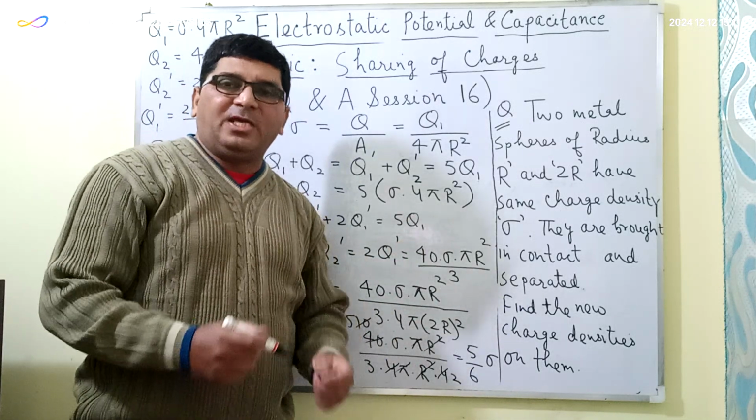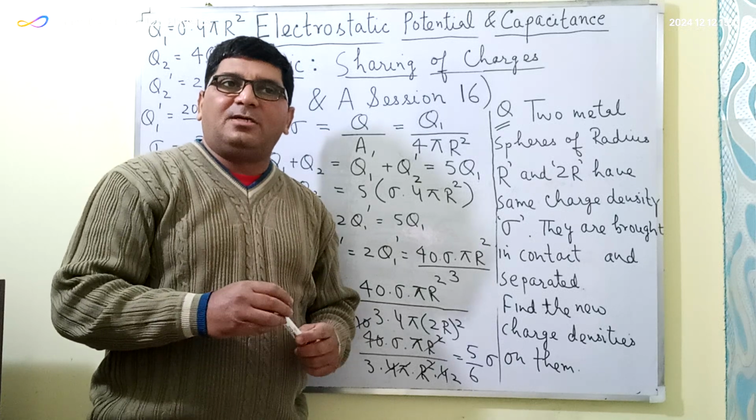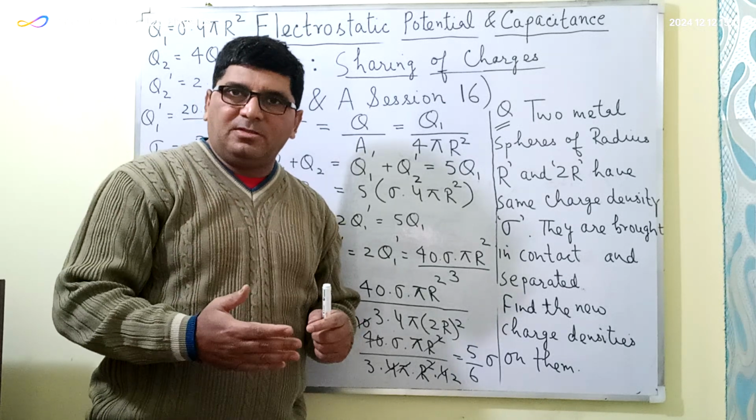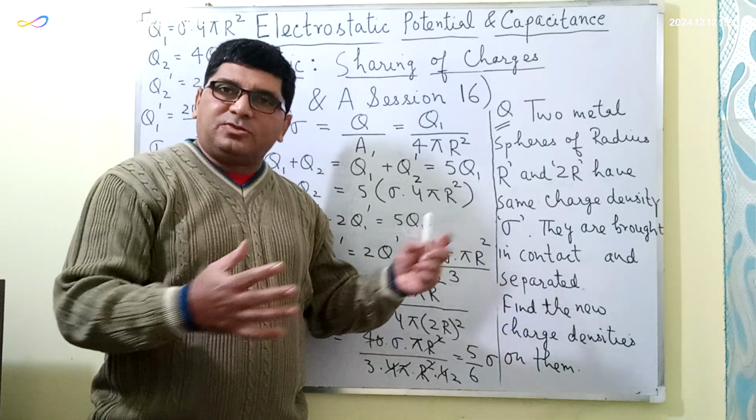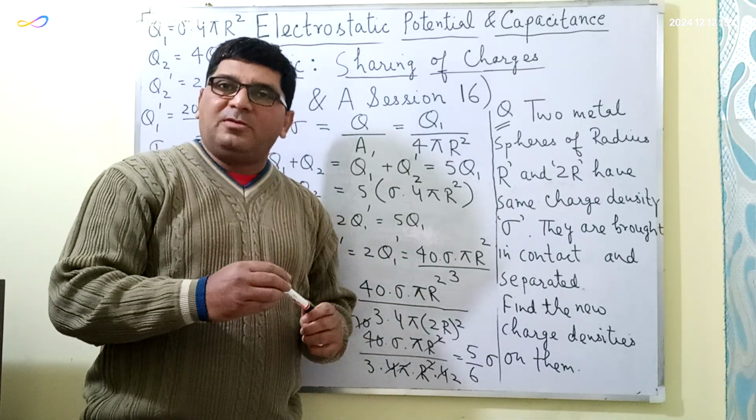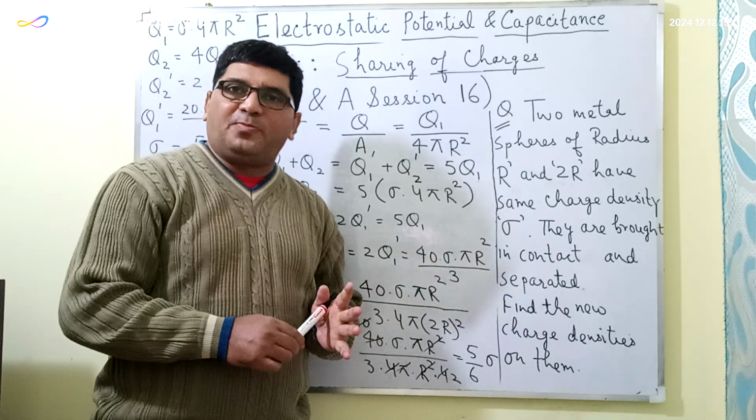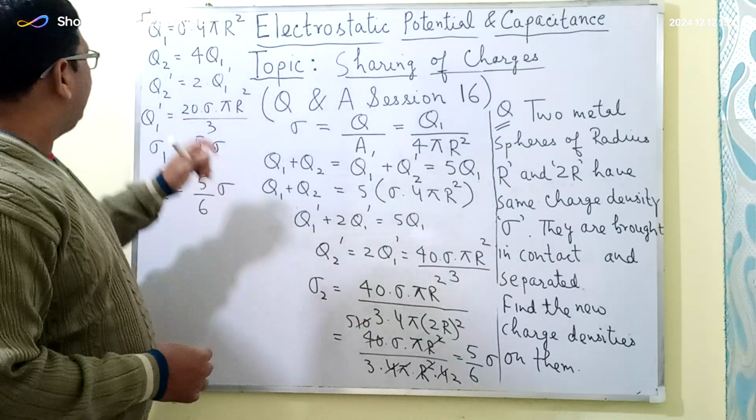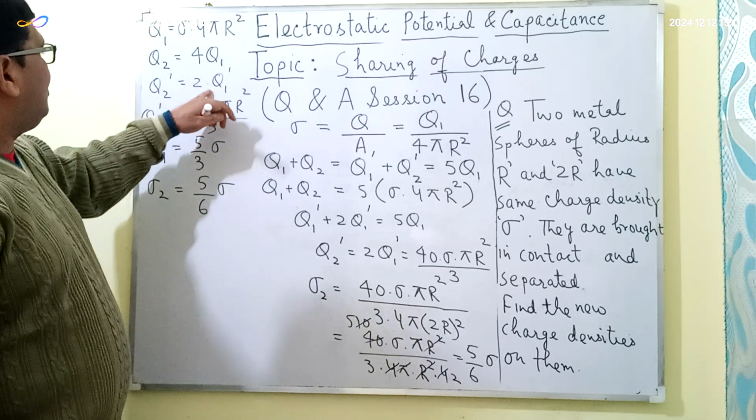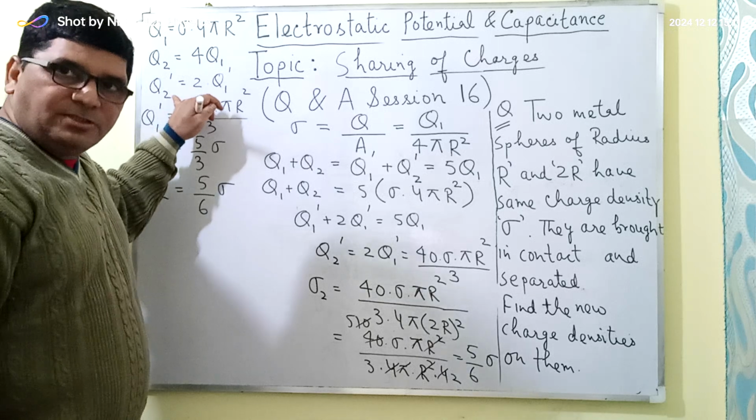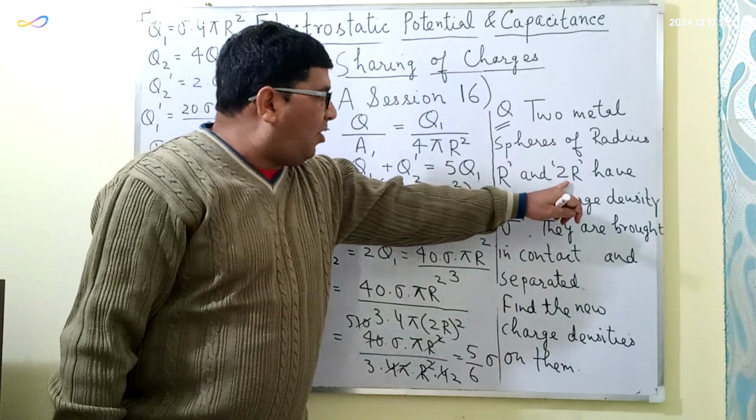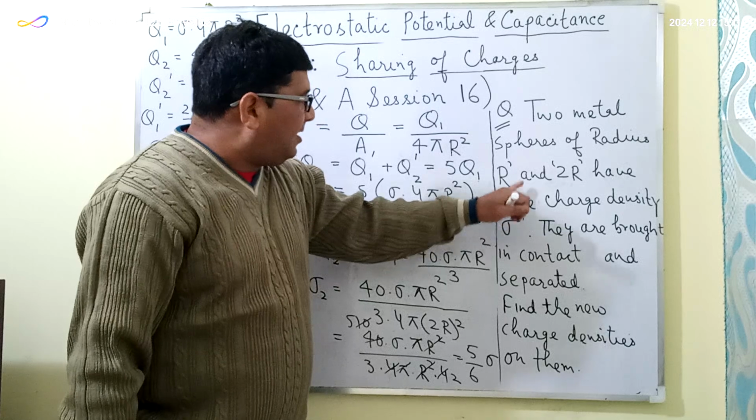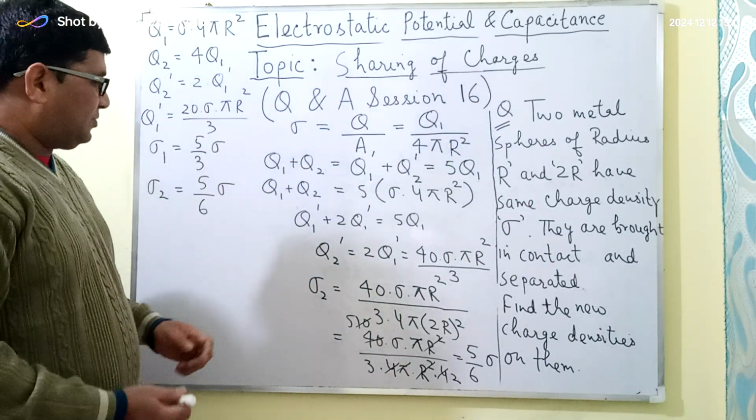So in this question what we have done is we have utilized two concepts. One was the law of conservation of charge, and according to it the total charge before the contact and after the contact will remain the same, and the second thing is that when the two spheres were brought in contact with each other, then their potential will become the same. So by equating the potential of both the spheres after they are brought in contact with each other, we got another relation, that is q2 dash was equal to 2 times q1 dash, where q2 is the charge on the sphere of radius 2r after both the spheres were brought in contact with each other and separated, and q1 is the total charge on the sphere of radius r after both the spheres were brought in contact with each other and separated.